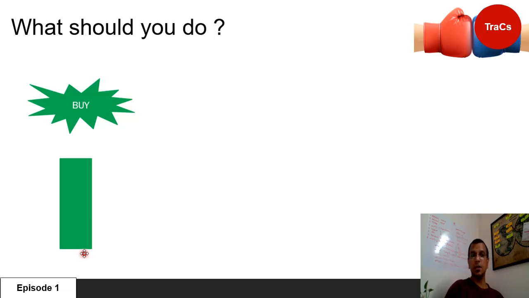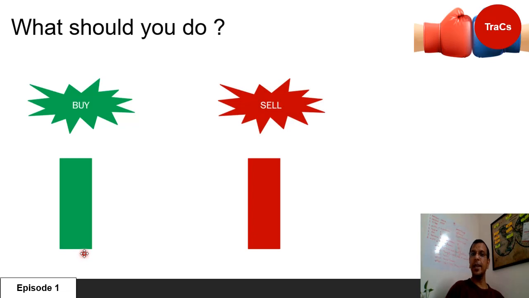On the contrary, when I get a red candle, it's a clear indication that bears are in control, and there is a very high probability that the share price is about to fall down. Hence, I would end up selling that stock.